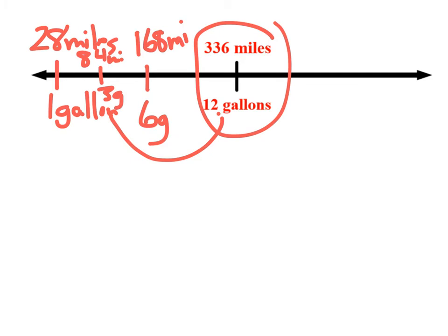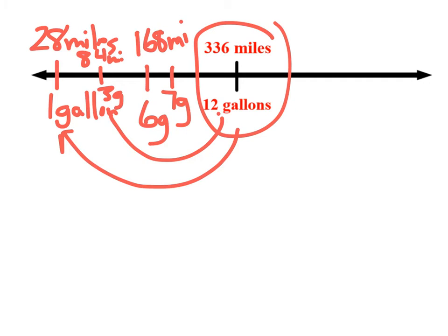But what if it's something that doesn't go in nicely with 12? Like maybe I wanted 7 gallons. Well, one way to do that is shrink it down to a unit rate, and this is why we use unit rates, because 1 is friendly with every other number.